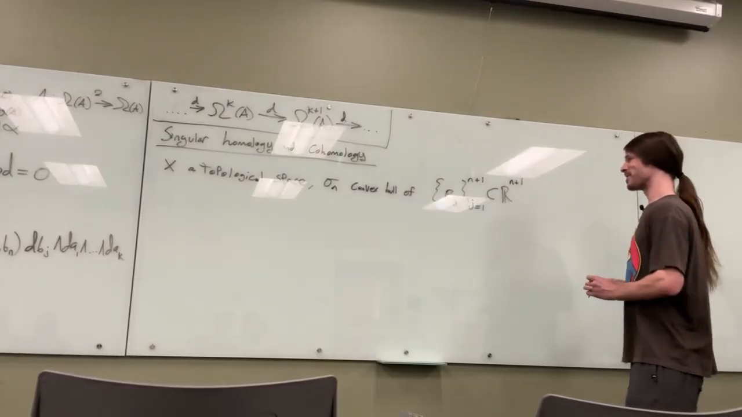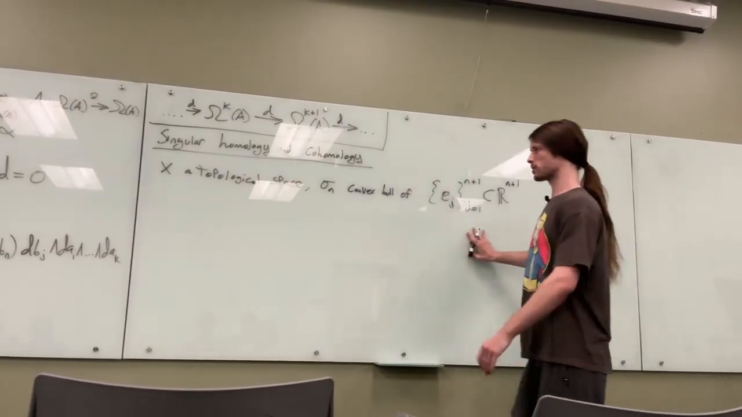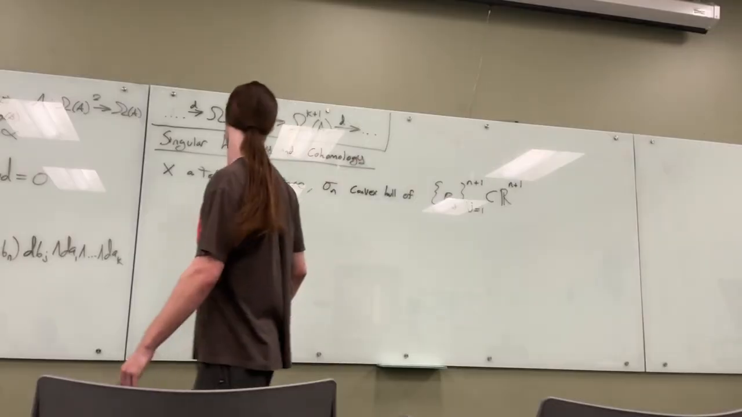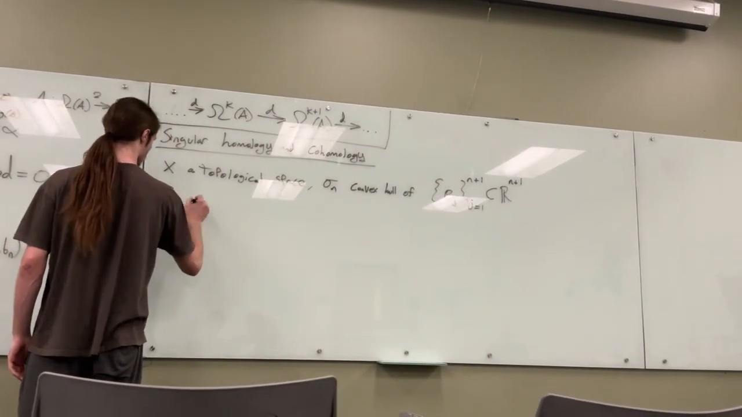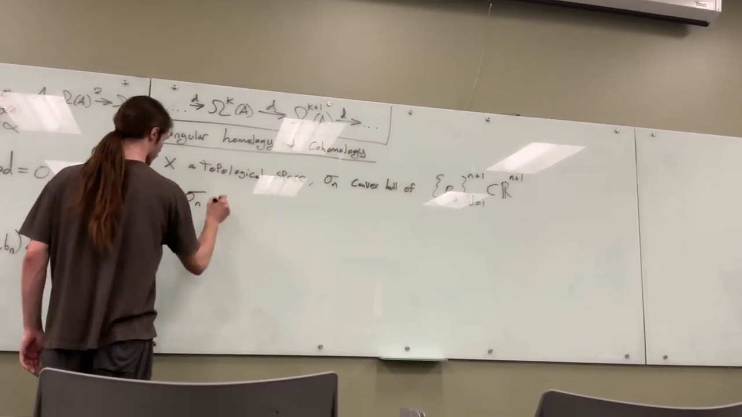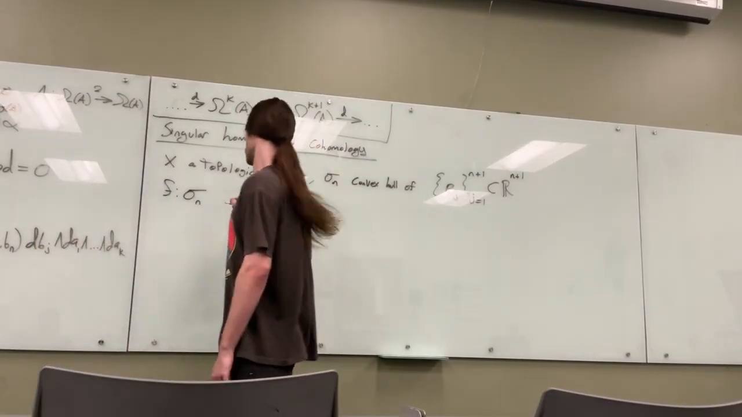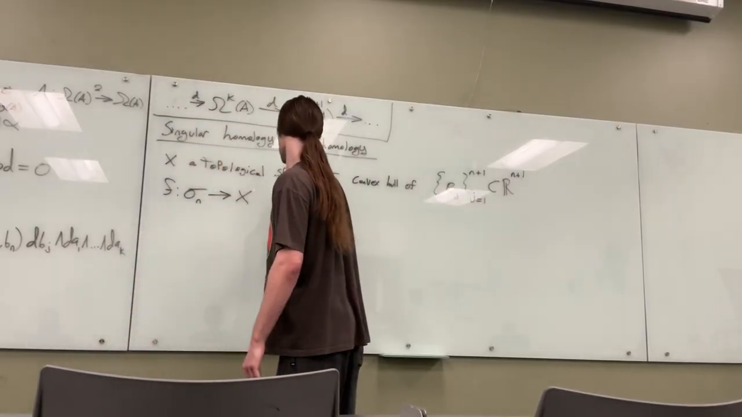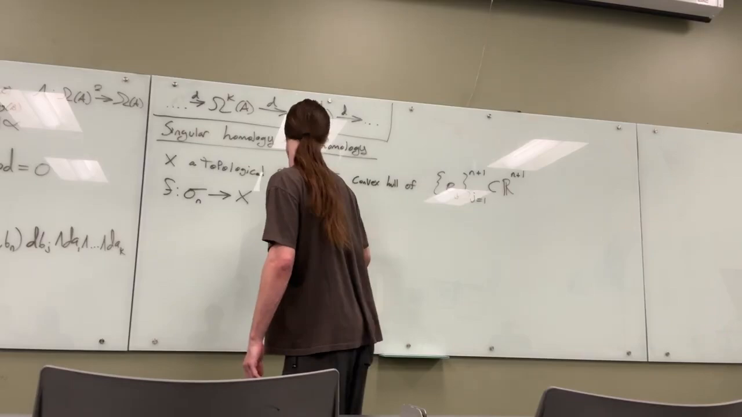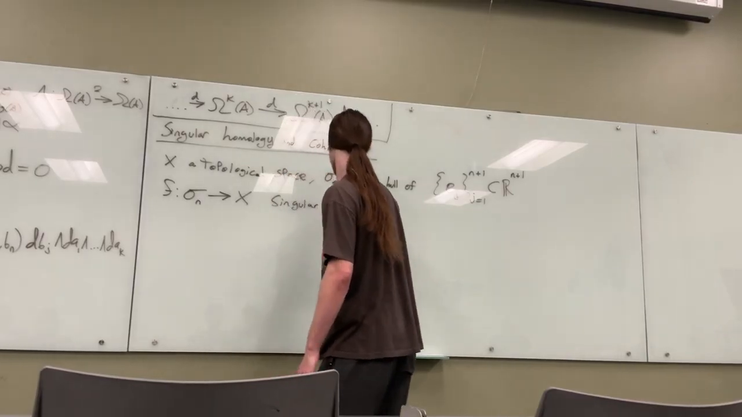All right, so from each one of these fellows, we define a singular n simplex on our space to be a continuous function from this standard n simplex that I've written down a second ago to our topological space. So that singular simplex, hence the name singular homology.